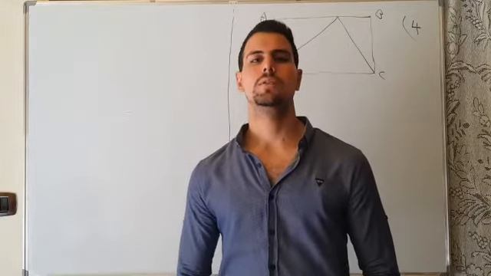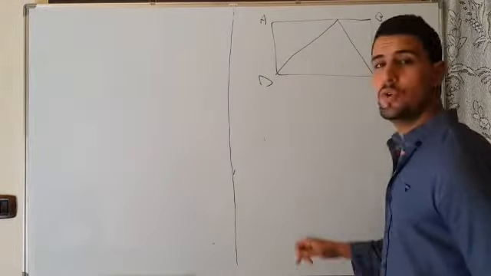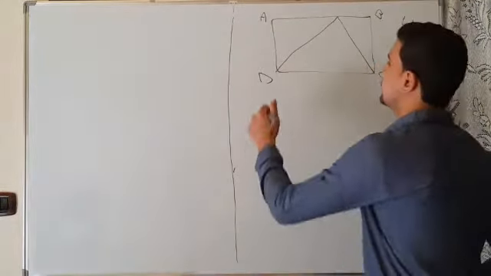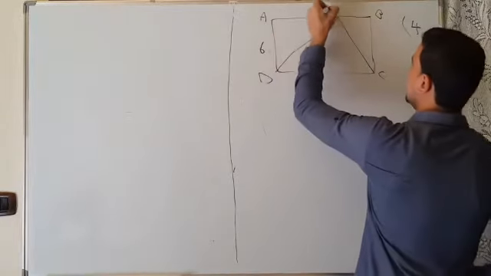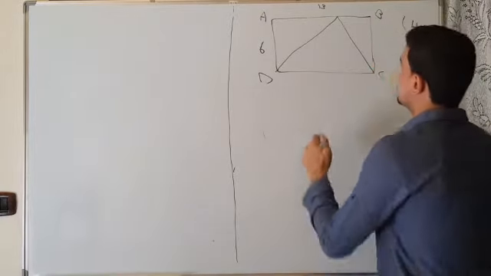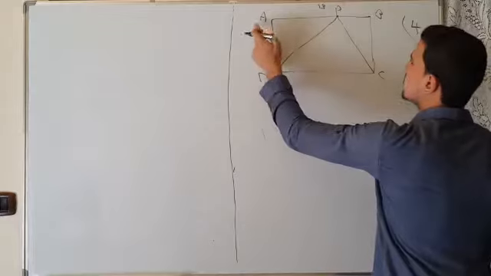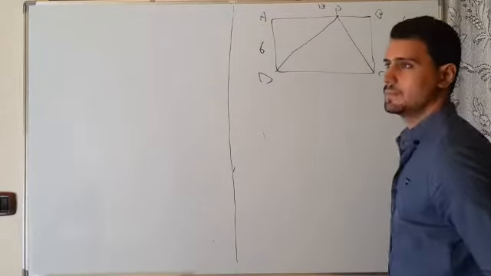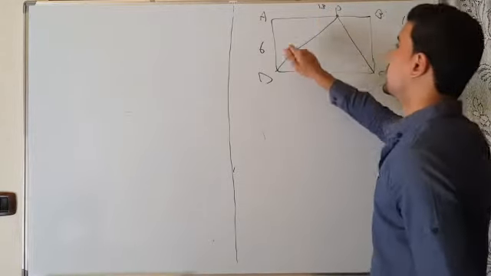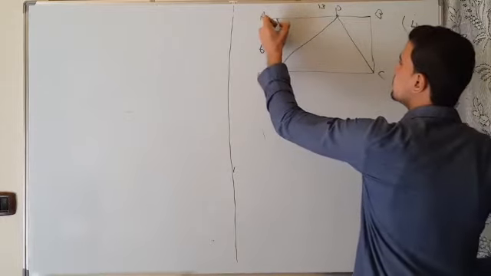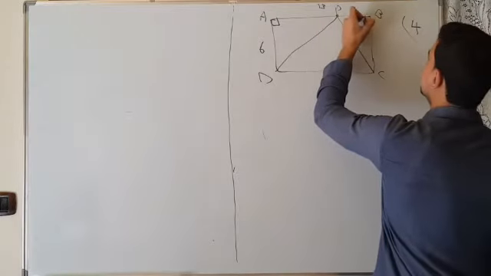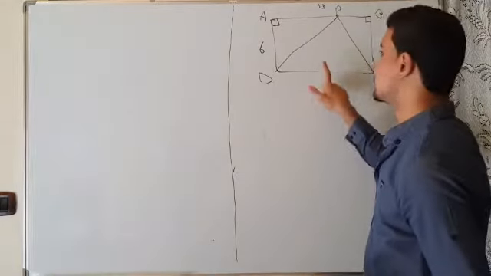Now coming on to problem number 4, it's also geometry. We have a rectangle ABCD with sides 6 and 13. The problem says we choose a point P on segment AB. It's not a random point, we choose it so the triangle APD is similar to the triangle PBC. This is the condition.